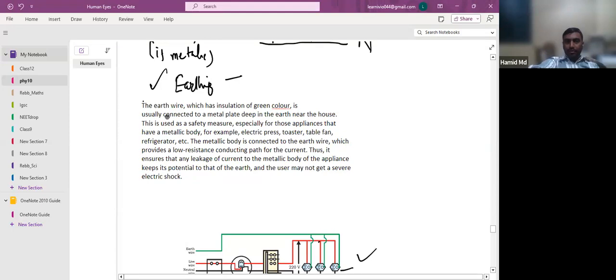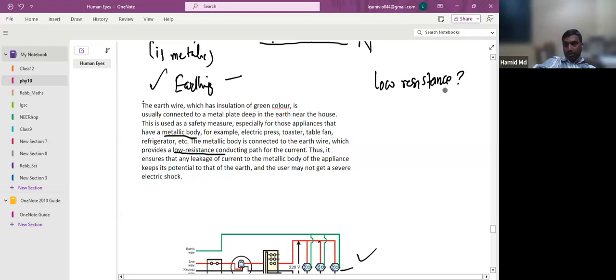Green color is usually connected to a metal in the deep earth near our houses. We know that we dig some length and then put the wire. This is usually a safety measure, especially for appliances that have a metallic body, for example electric press, toaster, table fan, refrigerator, etc. The metallic body is connected to the earth wire, which provides low resistance. This is a keyword: low resistance.